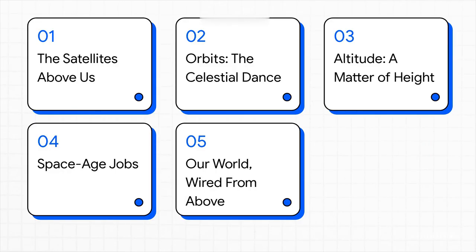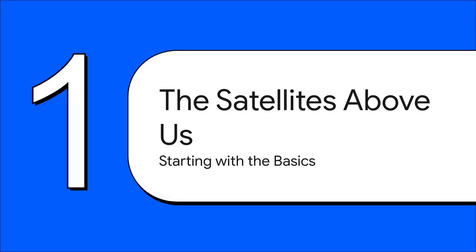All right, here's our game plan. We're going to tackle this in 5 parts. First, we'll cover the absolute basics. What even is a satellite? Then we'll get into their orbits, their altitude, and the very cool jobs they do. And to wrap it all up, we'll see how all these pieces fit together to create this incredible web of technology that literally wires our world from above. Okay, let's dive right in.